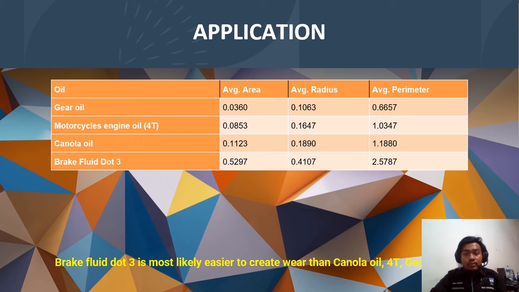The table shows that the gear oil produced the least number to create wear and the brake fluid produced the highest number to create wear. It can be seen in its average area, radius and perimeter. The smaller the number, the less wear produced. So, a lubricant that produces the least wear is suitable for high performance and high durability purposes.